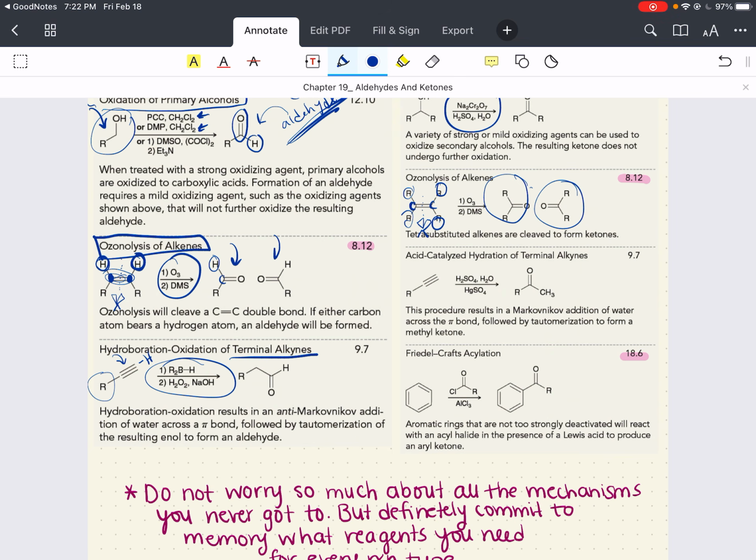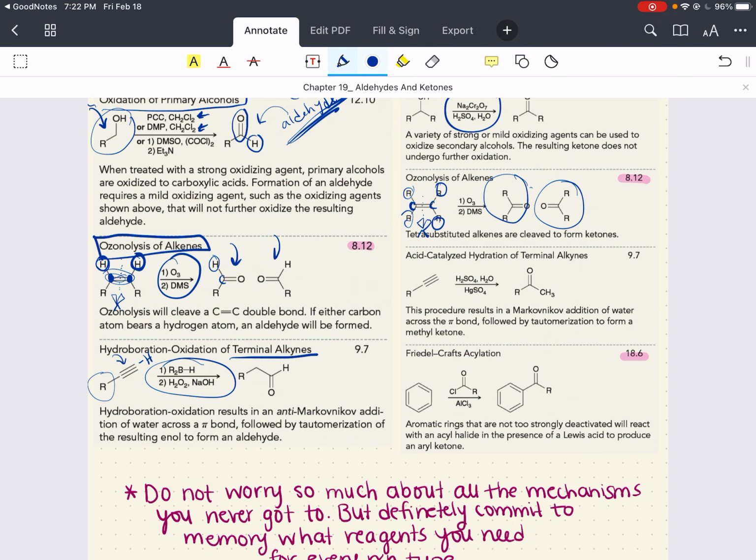Why? Because this procedure, if you remember from chapter 8, proceeds via Markovnikov addition of water that is going to be followed by tautomerization to form a ketone. And again, don't worry if you do not remember what tautomerization is. We will go over this in this chapter anyway.